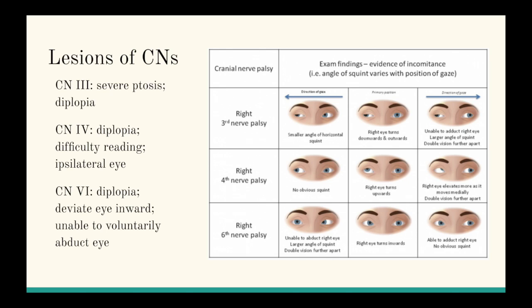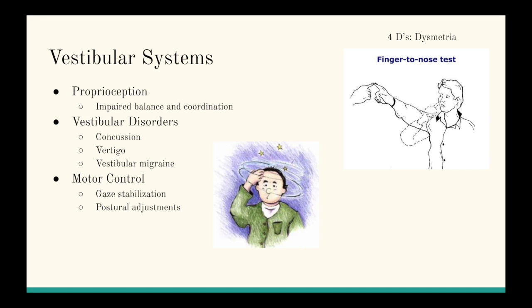The pictures to the right show cranial nerve palsy of cranial nerves 3, 4, and 6. The direction of gaze is heavily affected when there is a TBI or lesions of the cranial nerves. This will ultimately affect performance skills in individuals such as ADLs and IADLs. The vestibular system is crucial for postural control and controlling eye movements. Usually those with TBI may experience impaired proprioception, which leads to poor or impaired balance and coordination.